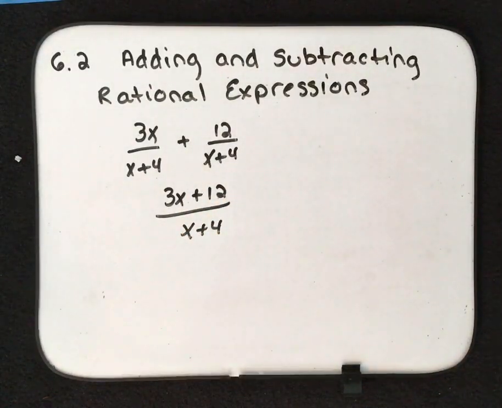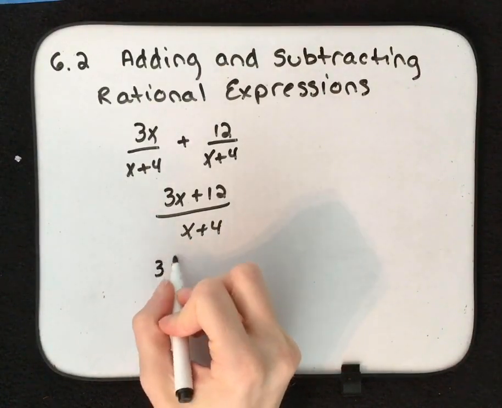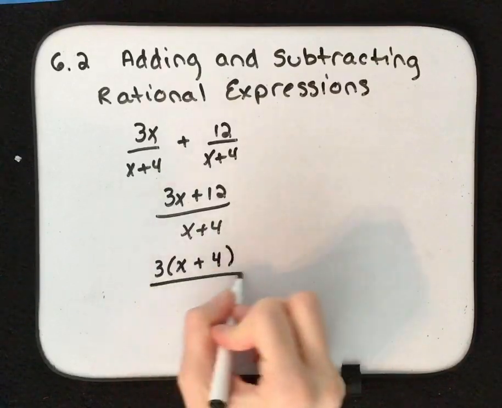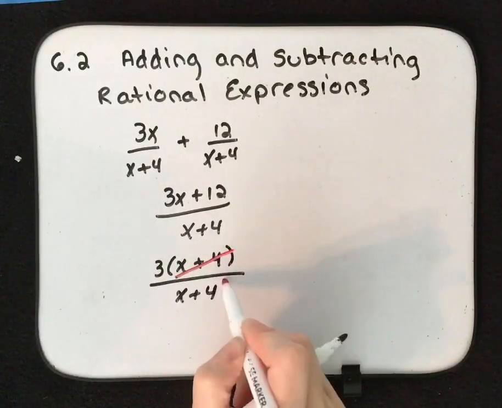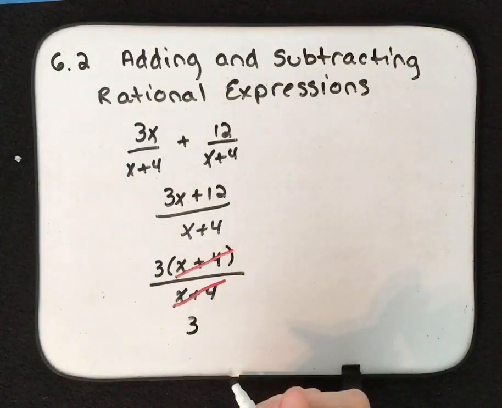But you're not done. You need to look at this and see if there is something that you can factor in order to simplify. Looking at 3x plus 12, well, that will factor. In common between 3x and 12 is a 3, so I can factor out a 3, and that'll give us x plus 4. Well, I had x plus 4 in the denominator, so what that means is x plus 4 and x plus 4 will cancel, and this will simplify to just 3.